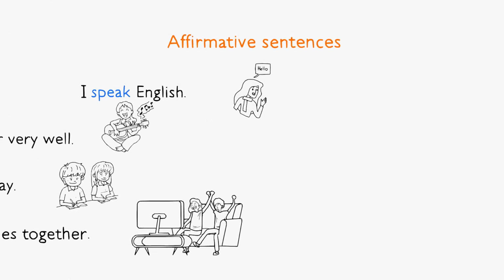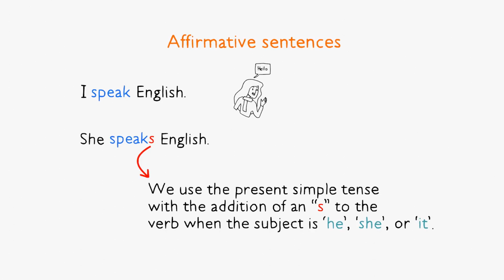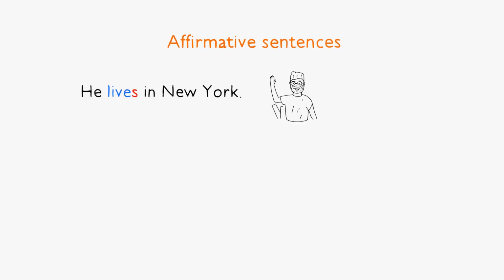Let's make a comparison of when the verb changes. I can say, I speak English. I can also say, she speaks English. Both sentences are correct, but notice that in the second sentence, the verb speak has an S added to the end. We use the present simple tense with the addition of an S to the verb when the subject is he, she, or it. For example, I can say, he lives in New York.